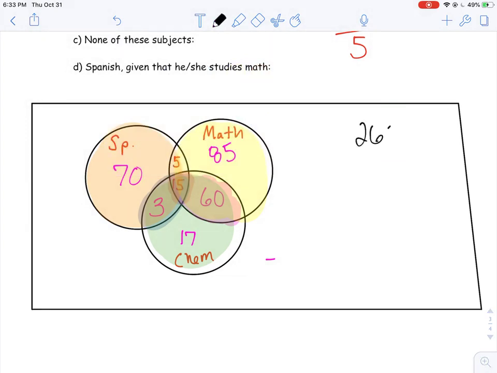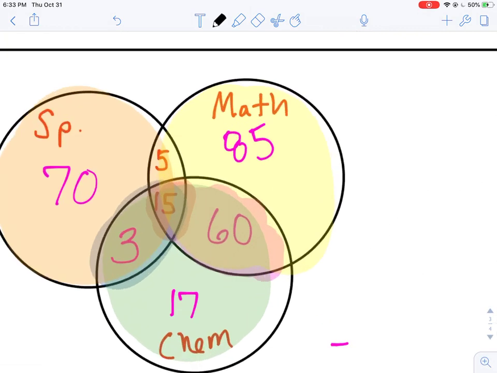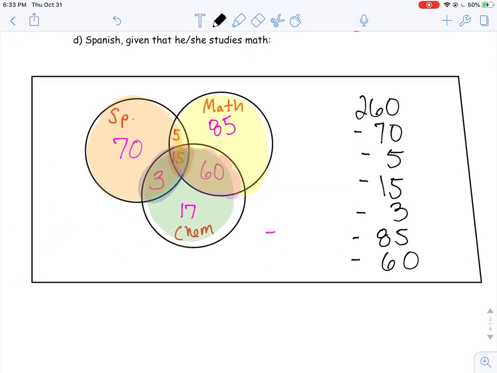So I'm going to take the 260, all the seniors we surveyed. I'm going to take away the 70 who take just Spanish, the 5 who take Spanish and math, the 15 who take all three, and the 3 who take Spanish and chemistry. I'm also going to take away the 85 who take just math, the 60 who take math and chemistry. And notice I do not have to use the 15 and 3 again because I've already used them. They're right here, 15 and 3. And now the only value I have that I haven't used is the 17 who take just chemistry. Everything else has been accounted for.